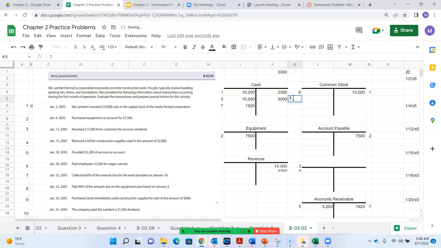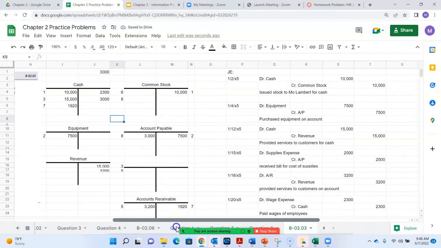This relates to transaction 7. I'm sorry, this is transaction 8. Cash went down $3,000. But accounts payable also went down $3,000, right? We no longer owe this amount. We actually made a payment. So $3,000, this relates to transaction number 8. So let's go do our journal entry for that problem.